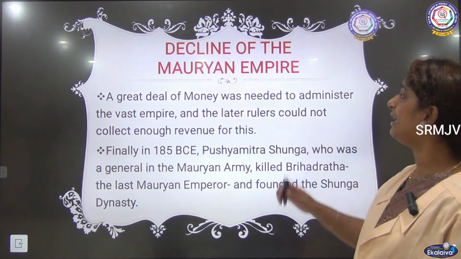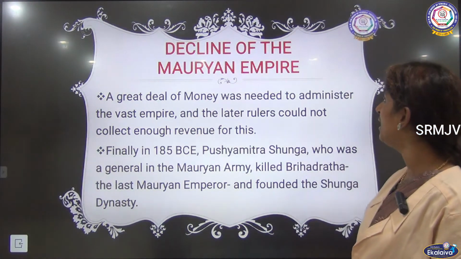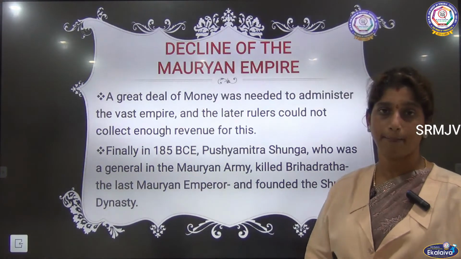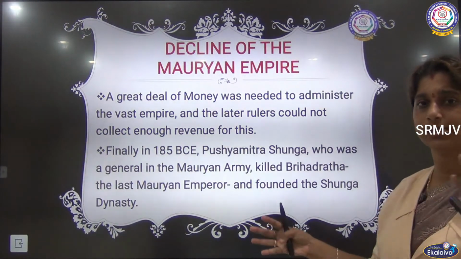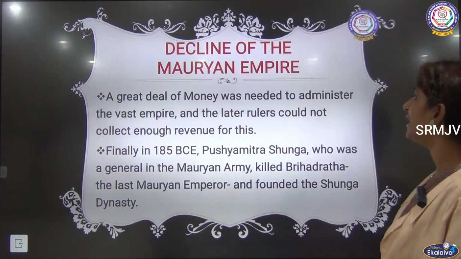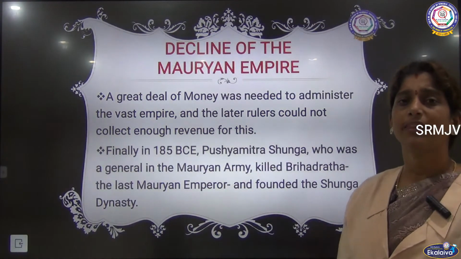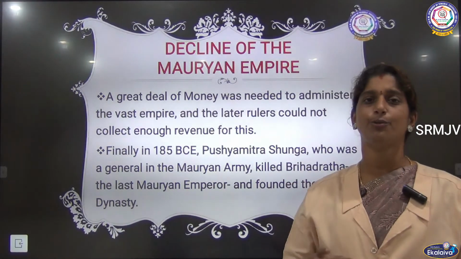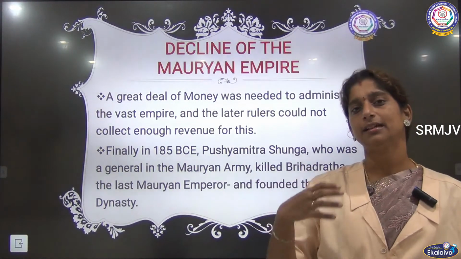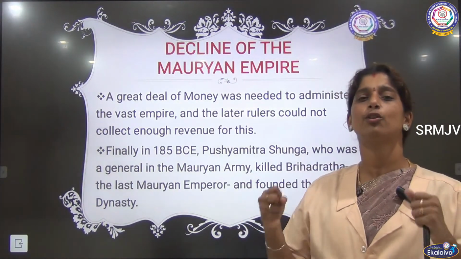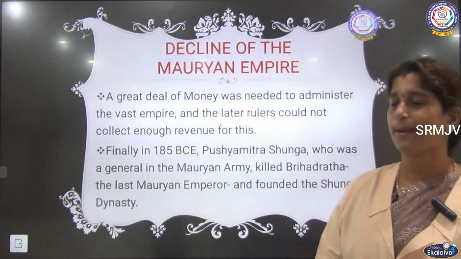And a great deal of money was needed to administer the vast empire. They required more money because the empire was big, and the later rulers could not collect enough revenue for this. They were not able to collect as much revenue as Ashoka did. Yes, the taxation policies, the people were not under the full control of the emperors.